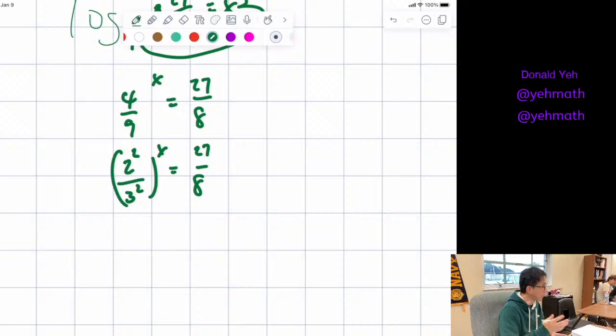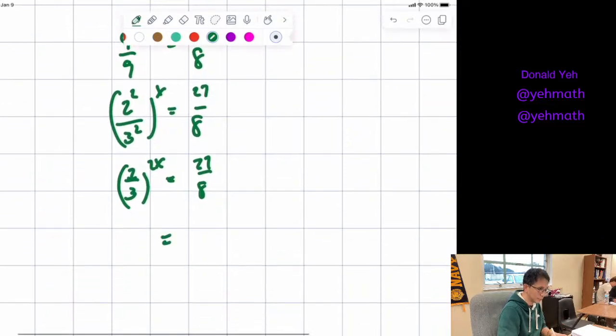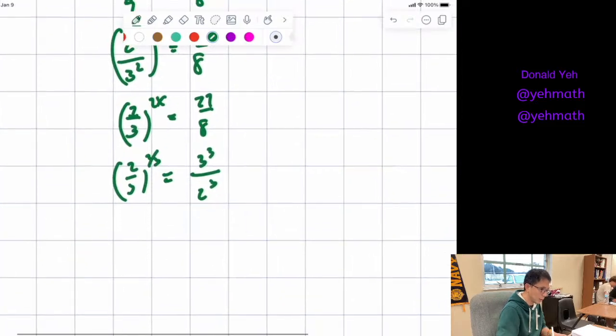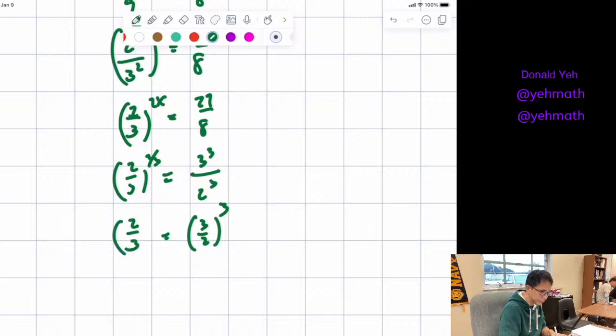I break it down to the most basic things. For math, I always start with the basics. So that would be (2/3) to the 2x equals 27/8. Now let's work on the right side. 27 is equal to what? 3 cubed. And 8 is 2 cubed. Can I write that as (3/2) to the 3? Sorry, this is 2x.